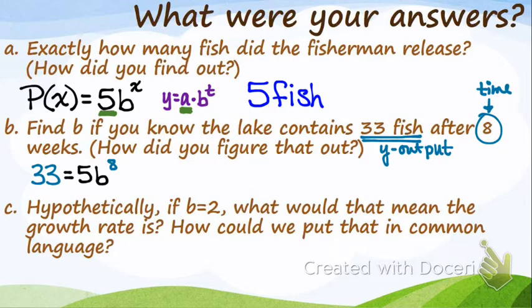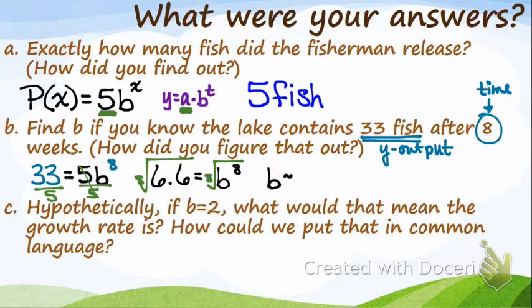Divide everything by 5. Divide both sides by 5. We get 6.6 equals B to the 8th power. And square rooted, but with an 8 in the front. Yes, so we do an 8th root here, which thankfully our calculators can do. And you get about 1.27 equals B. 1.27. That's all they asked for on part B.